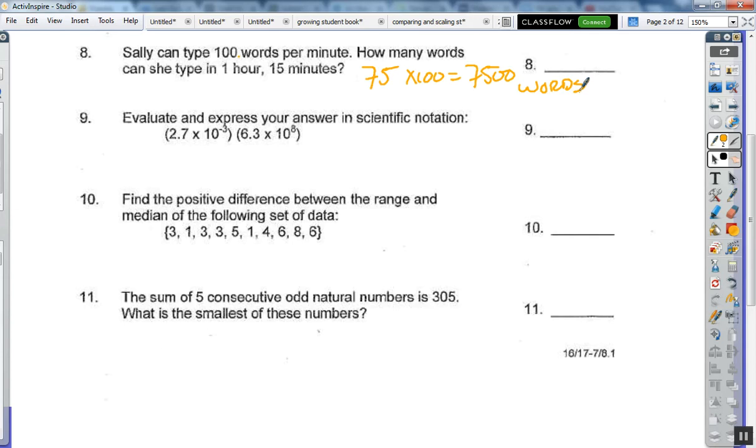Question 9, evaluate. Evaluate is just another fancy way of saying simplify, or in some ways solve. But the problem with saying solve is that you have to have an equal sign in order to solve anything.